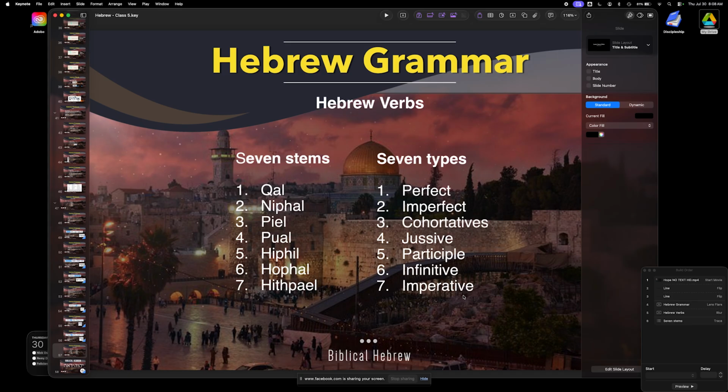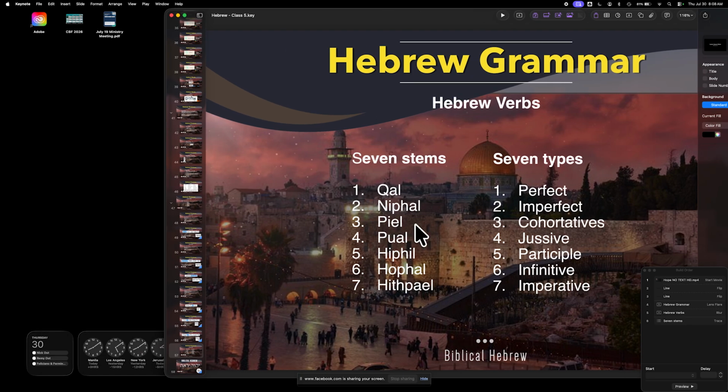Seven stems: how the verb is taking place. Seven types give you additional information. It can be when, it can be talking about a desire, something that's a choice, a character attribute, a constant action, whether it's a perfect, imperfect, cohortative, jussive, participle, infinitive, or imperative. It could be a command. So these are your 14 terms you really want to hold on to and remember in the Hebrew. They're going to really help you understand your verb interpretation.